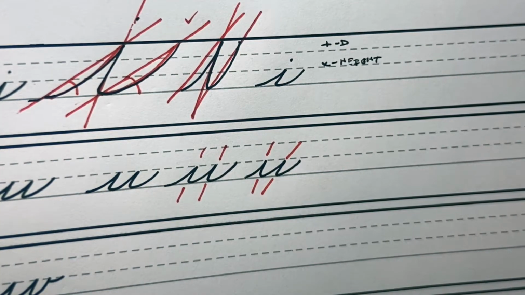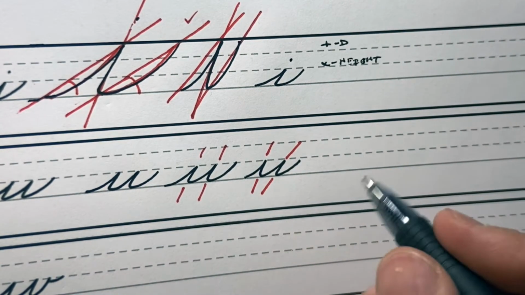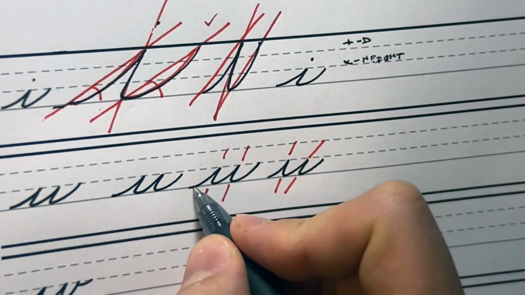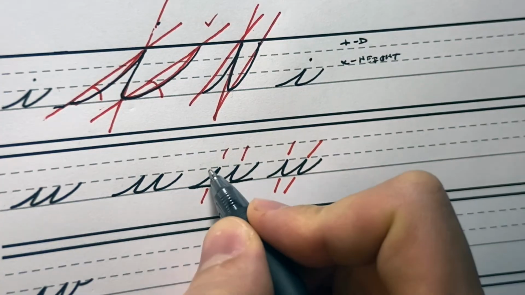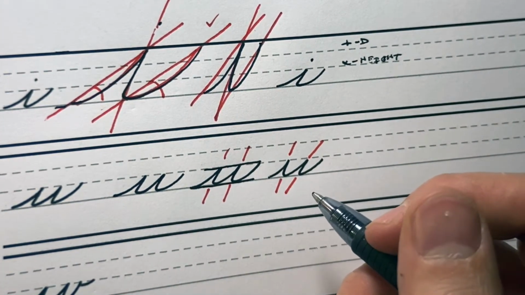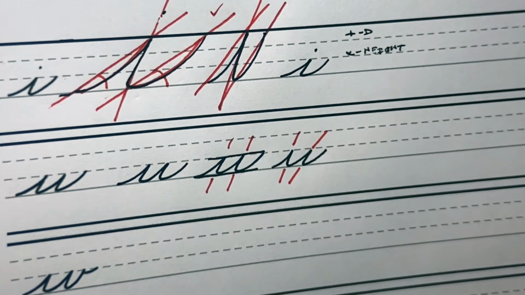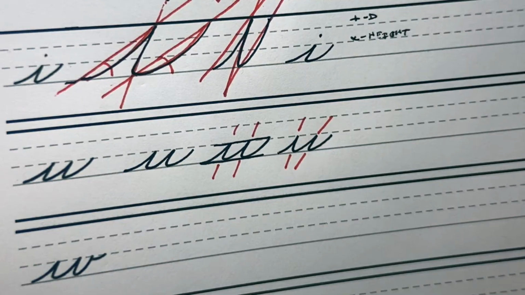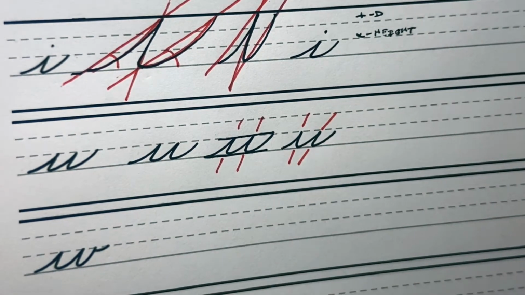All right. And notice with this letter, in all these examples, I'm making sure that I'm starting on the baseline, I'm going up to the X height, and I'm keeping everything within those two lines. All right, we want to have that consistency of size in addition to the consistency in slant to create this letter.